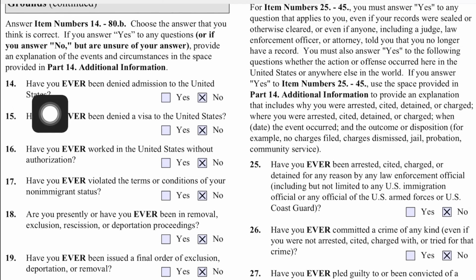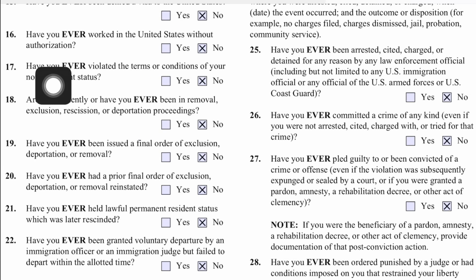Okay. Number 14, have you ever been denied admission to the United States? I put no. Have you ever been denied a visa to the United States? I put no. I've never been denied, but if you are, put yes. Have you ever worked in the United States without authorization? I put no. So, number 17, have you ever violated the terms or conditions of your non-immigrant status? No. Are you presently or have you ever been in removal, exclusion, rescission, or deportation proceedings? I put no.